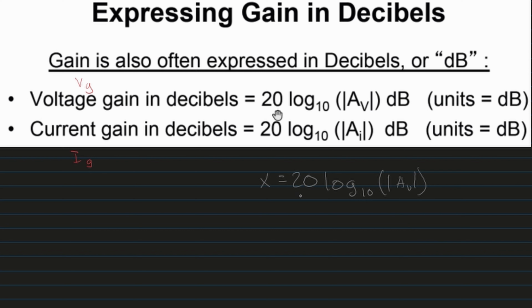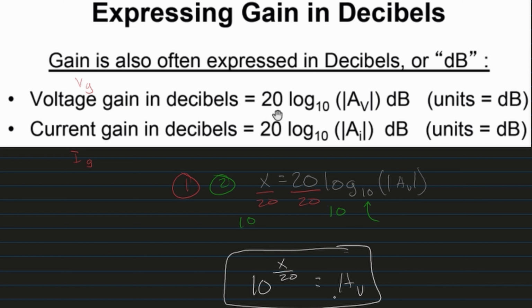To get our AV, what we're going to do is divide both sides by 20. And so now we just have a log base 10 of AV on the right hand side. This is the first part. For the second part, to get rid of the log, we're just going to raise both sides to the power of whatever is inside the log. So if we rewrite this, we are going to have AV equals 10 to the X over 20. Remember, we know what our X is. X is the voltage gain in decibels that we know, because we're trying to find our AV. And that is how we would find the AV or AI, depending on what we're looking for.